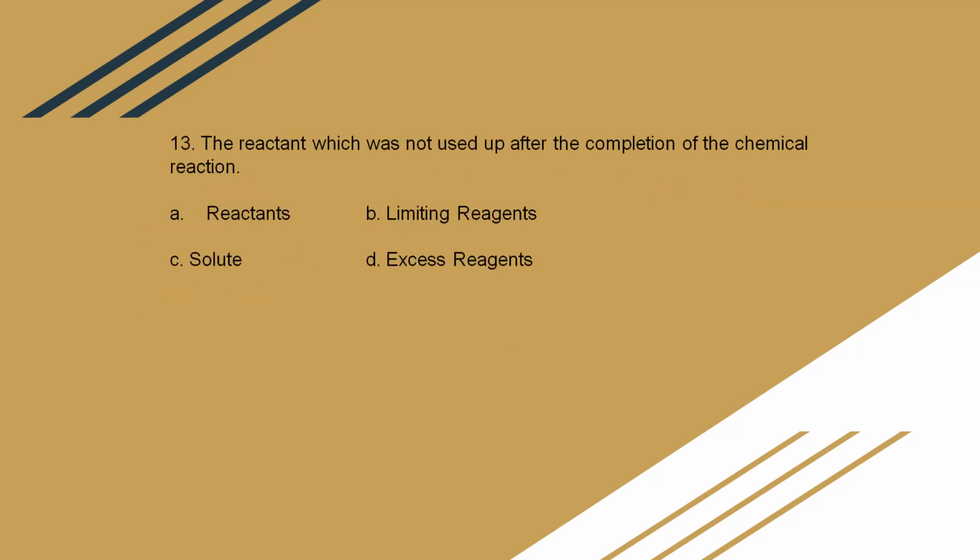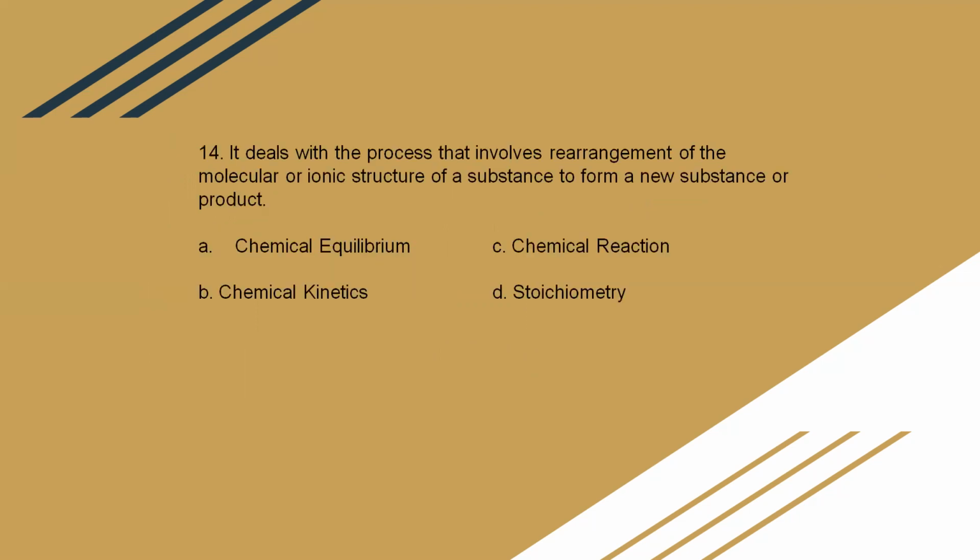13. The reactant which was not used up after the completion of the chemical reaction. A, reactants, B, limiting reagents, C, solute, D, excess reagents. 14. It deals with a process that involves rearrangement of molecular or ionic structure of a substance to form a new substance or product. A, chemical equilibrium, B, chemical kinetics, C, chemical reaction, D, stoichiometry.